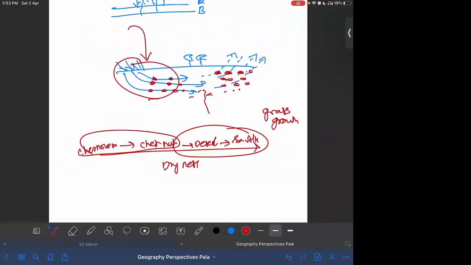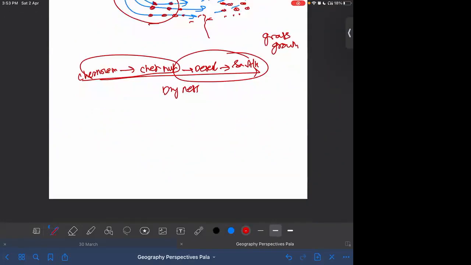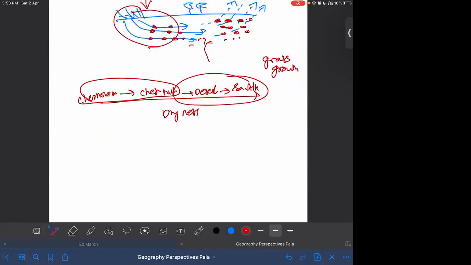So these are the processes. In natural conditions, these are okay, no problem. But alteration will lead to degradation of the soil. So this is a process in which different types of soil are formed. Now we have seen three types of soil, basically chernozem soil, chestnut soils, and the saline alkaline soil. Okay.